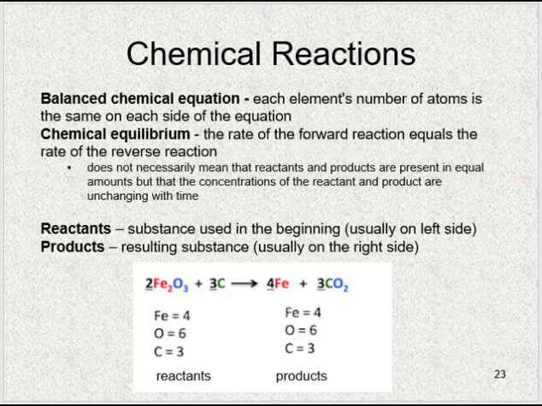Chemical reactions occur when two or more atoms bond together to form molecules, or when bonded atoms break apart. The substances that we use at the beginning of a chemical reaction are called reactants. They're usually represented on the left side of a chemical equation. The substances that we're left with at the end of a chemical reaction are called the products, and they're usually represented on the right side of a chemical equation.